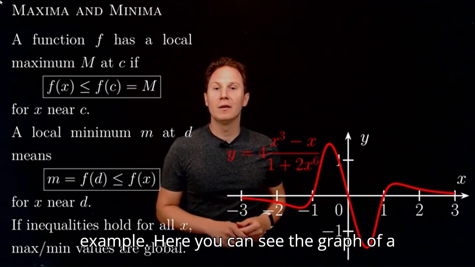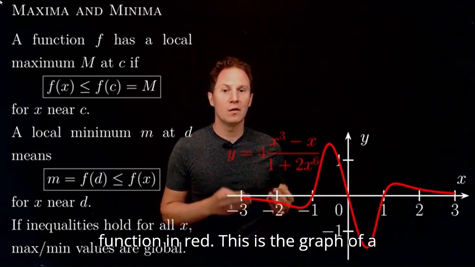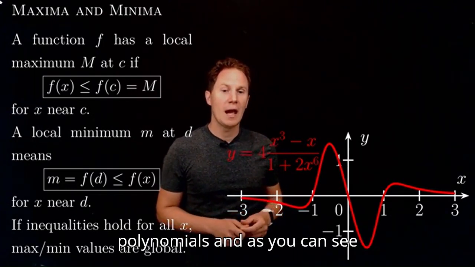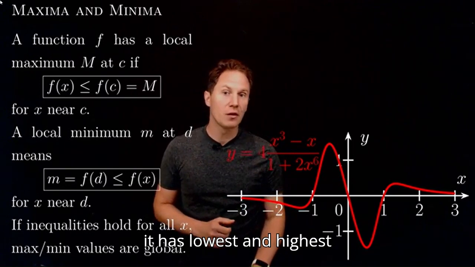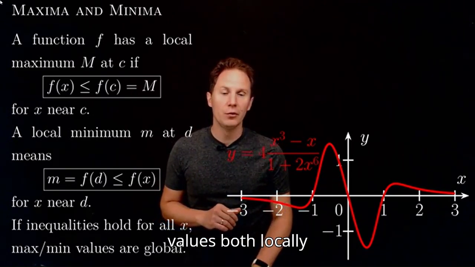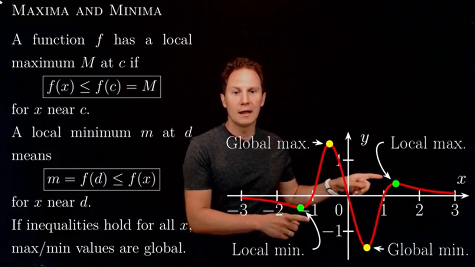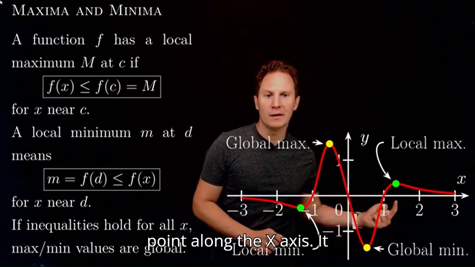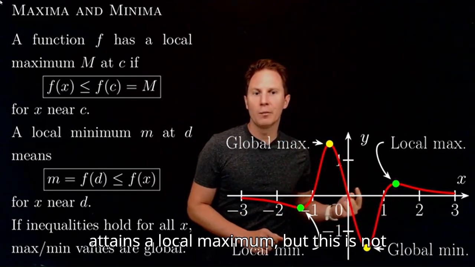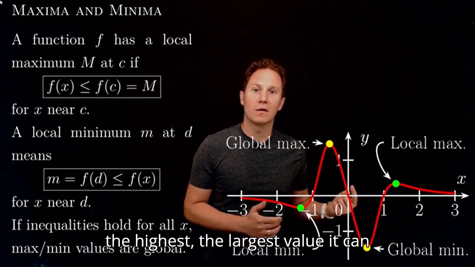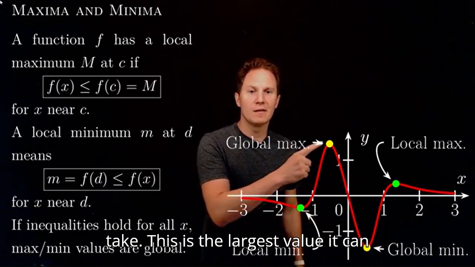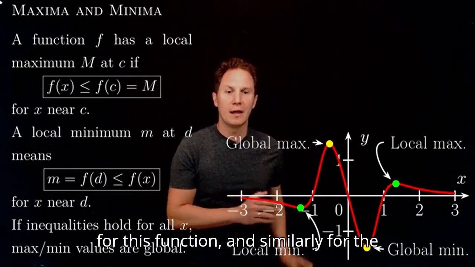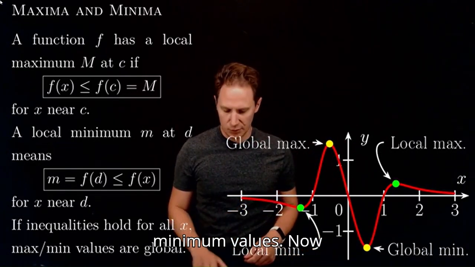Here you can see the graph of a function in red. This is the graph of a rational function, the ratio of two polynomials. And as you can see, it has lowest and highest values, both locally and globally. So at this point along the x-axis, it attains a local maximum, but this is not the largest value it can take. This is the largest value it can take, and so this is the global maximum for this function. And similarly for the minimum values.